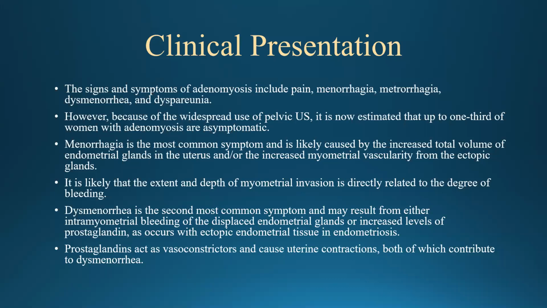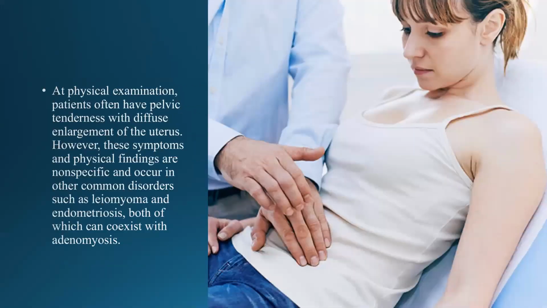So what will you find at physical examination? Not too much, right? They often have pelvic tenderness, sometimes with diffuse enlargement of the uterus. However, these symptoms and all the physical examination findings, unfortunately, are non-specific. They could occur in most common disorders. They could occur even with conditions that are commonly associated with adenomyosis, like the fibroids, the endometriosis, and combined with adenomyosis, or even without adenomyosis. So if you do a physical examination for the woman, it's not quite helpful in cases of adenomyosis.